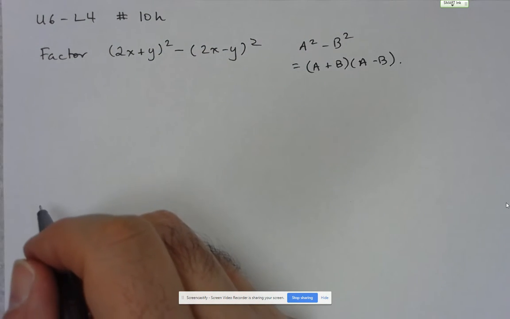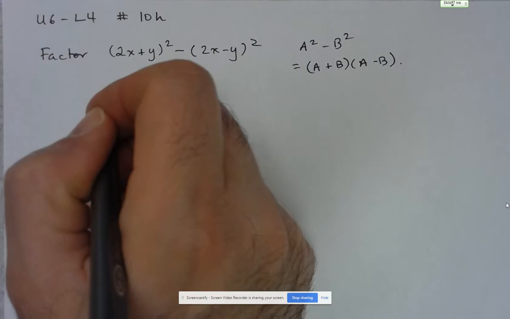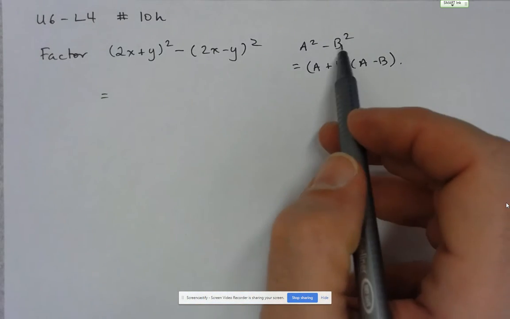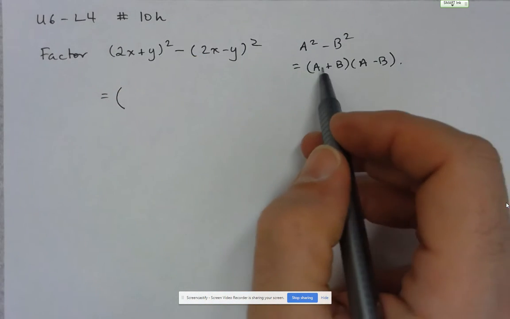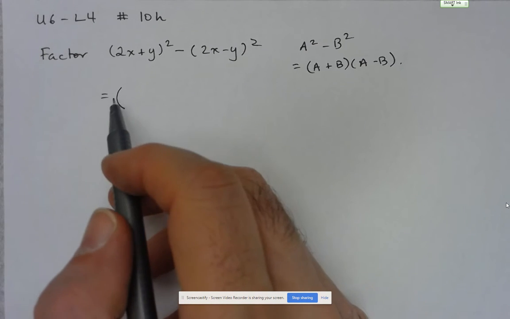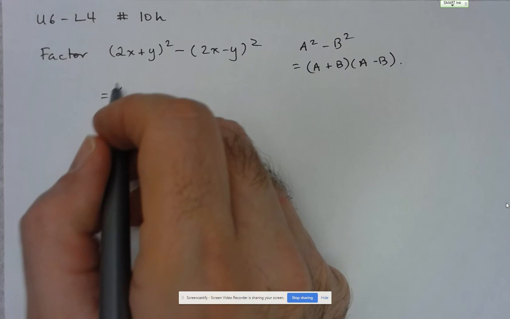Okay, now since this is already written as two perfect squares, there's no work to be done. So here essentially our a is the 2x + y and our b is the 2x − y. So I can go ahead now and use my factorization. Now just to keep things a little simpler so I don't have too many brackets that look the same, I'll use square brackets on the inside.